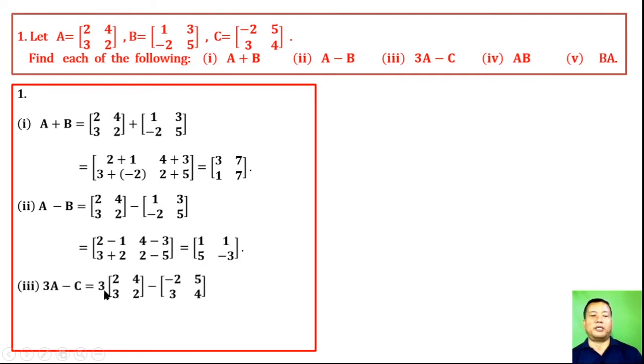3A minus C: multiply the scalar 3 with the matrix, we get this. The matrix is: 6 minus of minus 2 is 8, 12 minus 5 is 7, 9 minus 3 is 6, 6 minus 4 is 2.